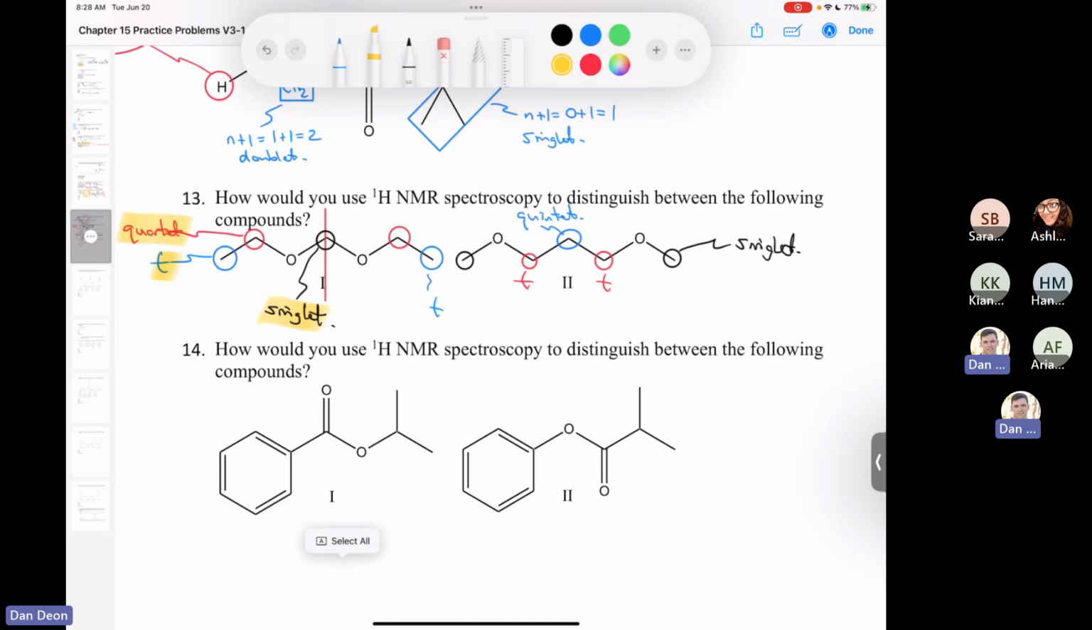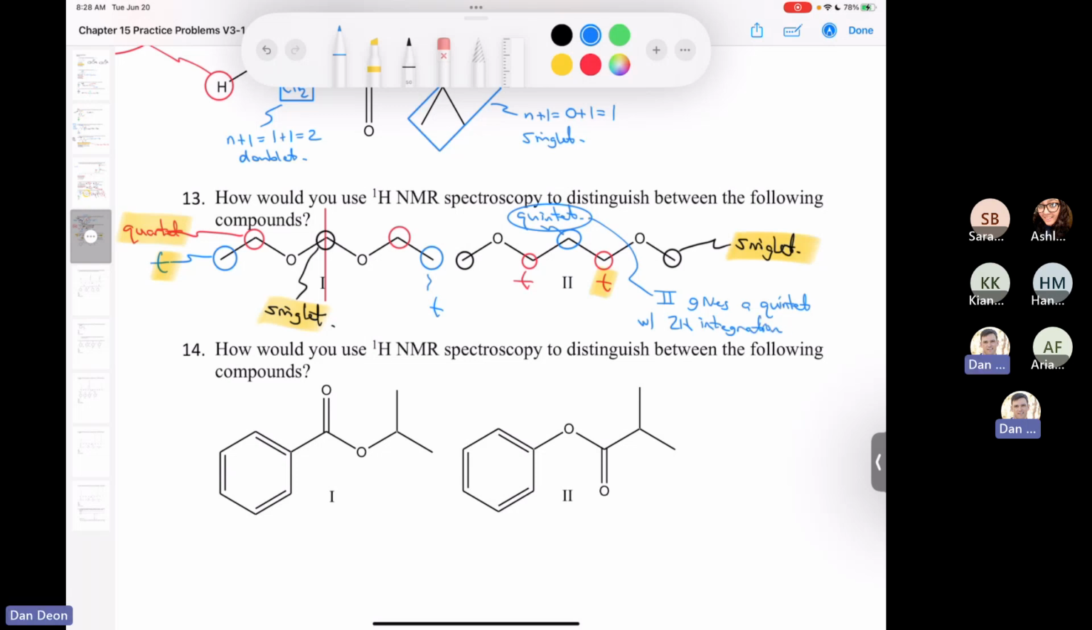And so the only way that you would tell the difference between the two, because you get a triplet and a singlet in both of them, is that one gives you a quartet that integrates for 4 protons, and the one on the right gives you a quintet that integrates for 2 protons. So, I mean, you could write it any way you want, but I would just say this compound, number 2, gives a quintet with 2 proton integration.